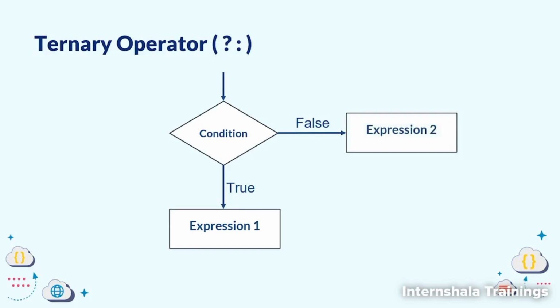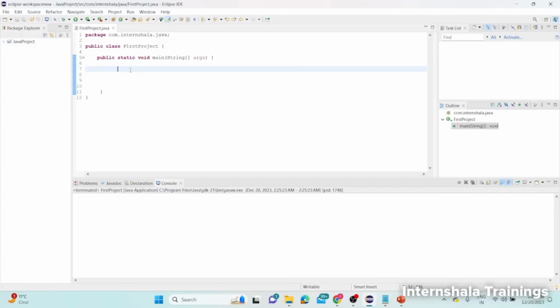Let us move to Eclipse IDE and see an example where we create two variables and try to find the larger number out of those two variables using the ternary operator. Let us create the two variables: int num1 with a value 50, and another variable int num2 with a value 60.